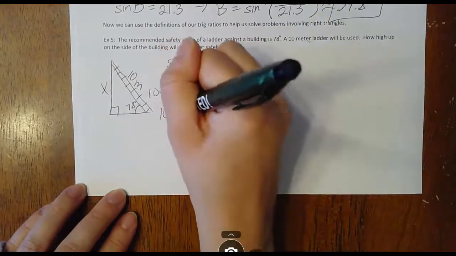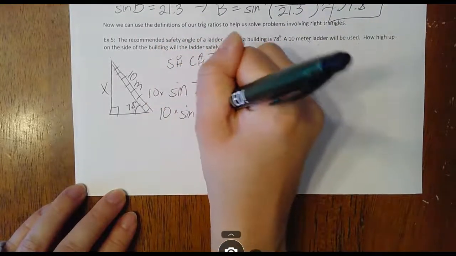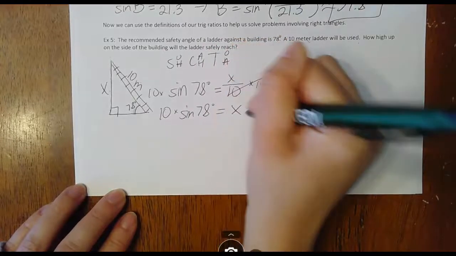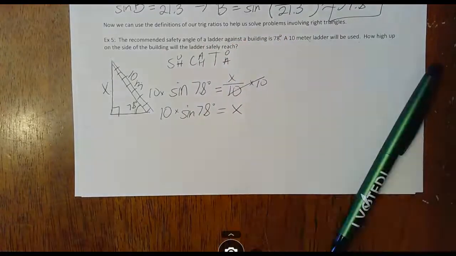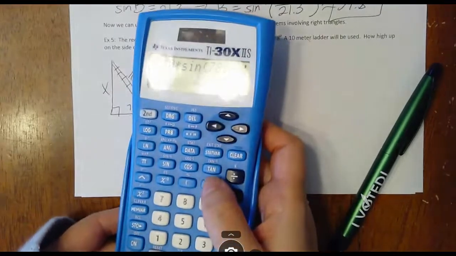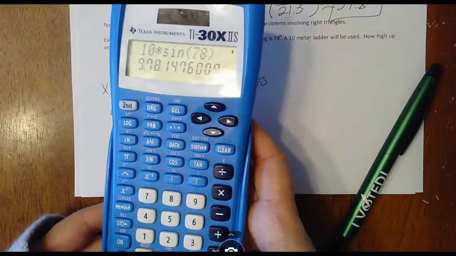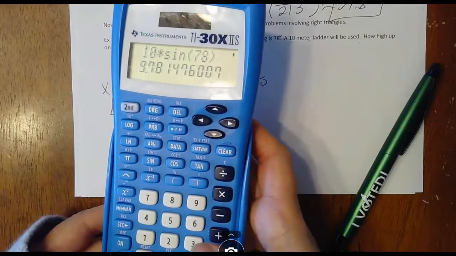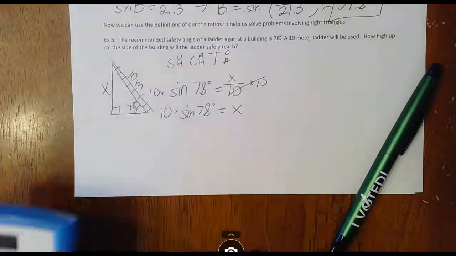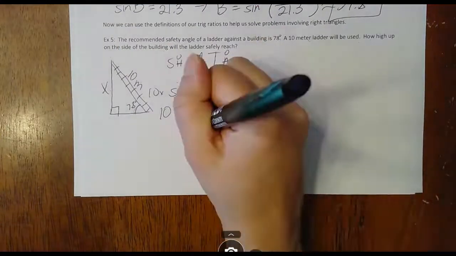And so 10 times the sine of 78 degrees is equal to my side length. And so if I type that in my calculator, aren't you glad we have calculators, and do 10 times the sine of 78 degrees, just like that, we get that the side length is about 9.78, or about 9.8 meters.